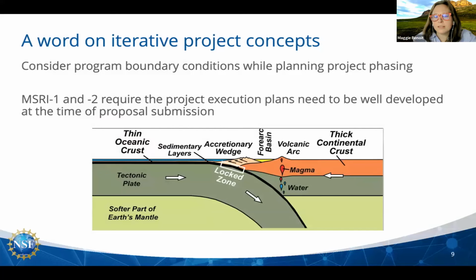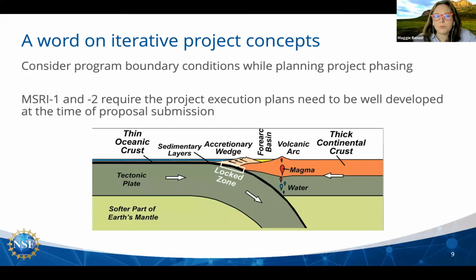So I realize there have been conversations about needing to determine where the lock zone of a subduction zone is before building out the full scope of a project. That's just one example. It's really critical that you consider the program boundary conditions when you're planning out your project phases, and that you're aware of what the boundary conditions of the programs you're submitting to are, and which ones fund design and which ones fund construction or implementation of your projects.